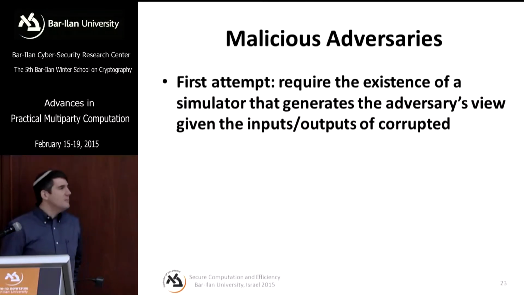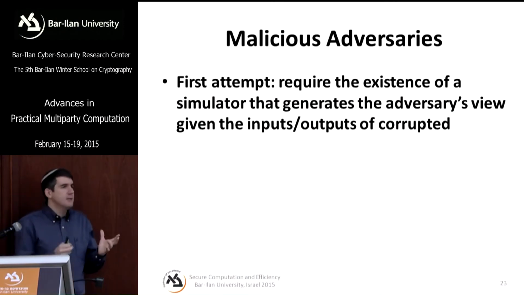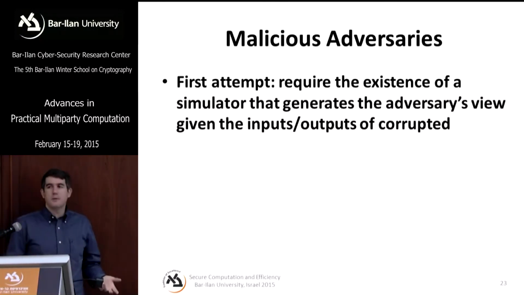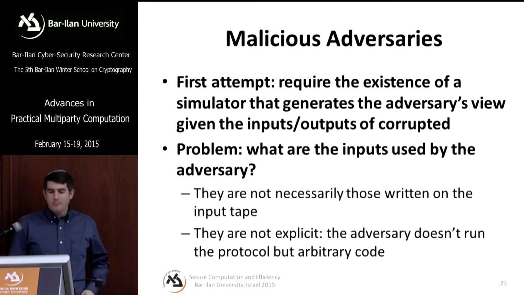So the first attempt is to do the same thing we did beforehand, and to say that I want there to exist a simulator that generates the transcript or the view of the adversary given the input and output of the corrupted party. Okay? Exactly the same as semi-honest. At first look, it doesn't seem like there should be any difference. Why should there be any difference between this and the semi-honest? Generate the view of the corrupted party from the input and output, and you're done.